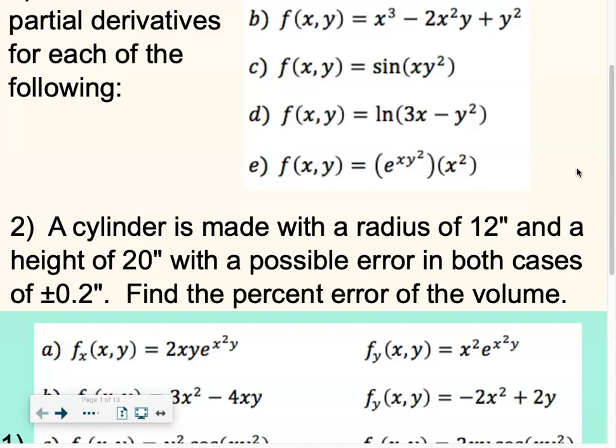Okay. And a height of 20 inches with a possible error in both cases of 0.2 inches, plus or minus. Just so you know, the plus and the minus end up being the exact same. So you could just stick pluses and minuses in front of your answers and be fine. Find the percent error of the volume.